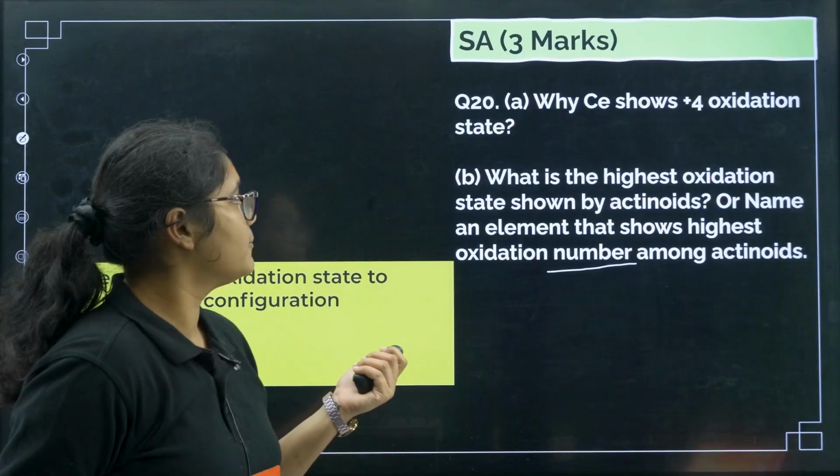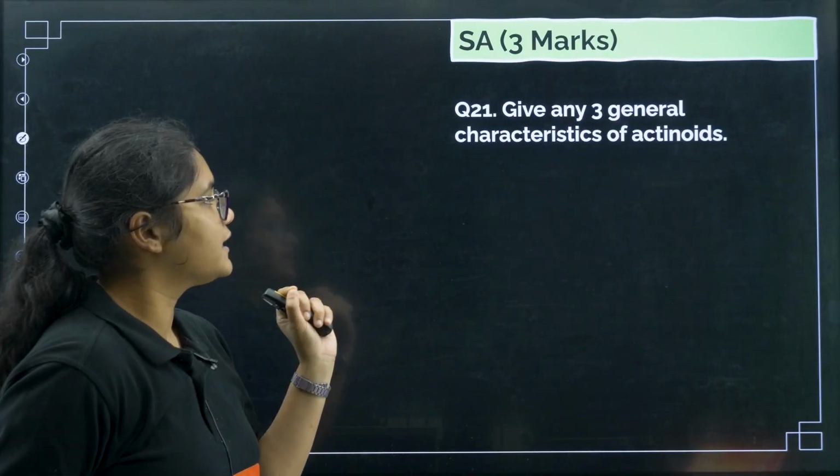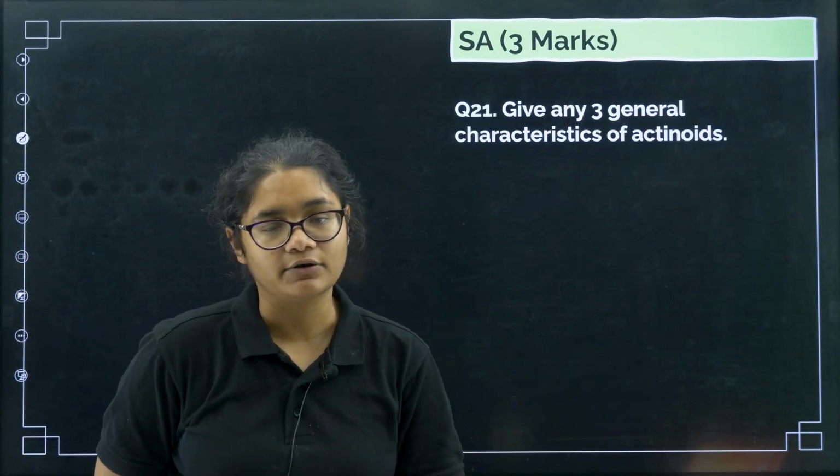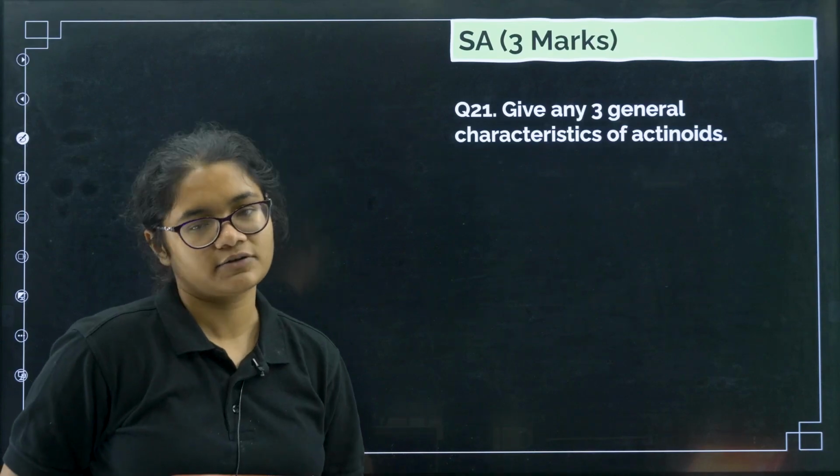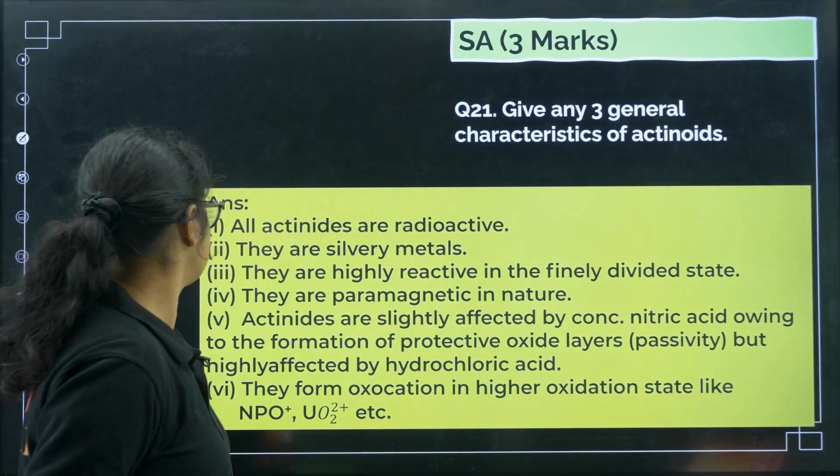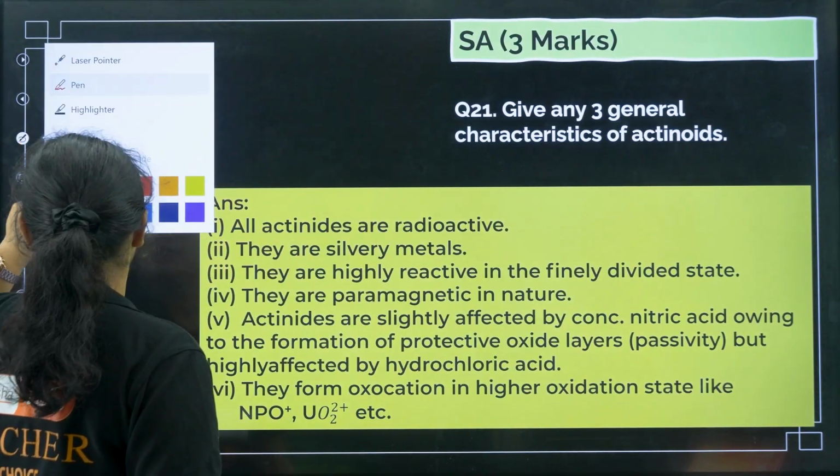Next we have question number 21, that is give any 3 characteristics of actinoids. So as we wrote 3 characteristics of lanthanoids, you can remember any 3 characteristics of actinoids as well, okay.